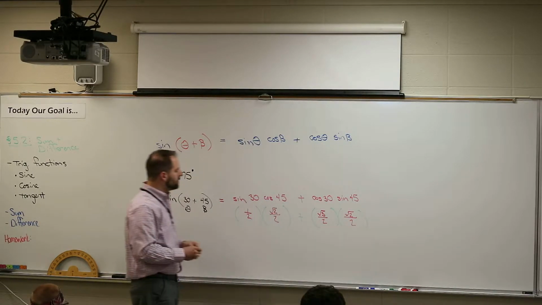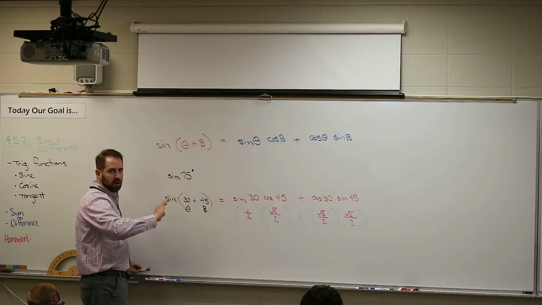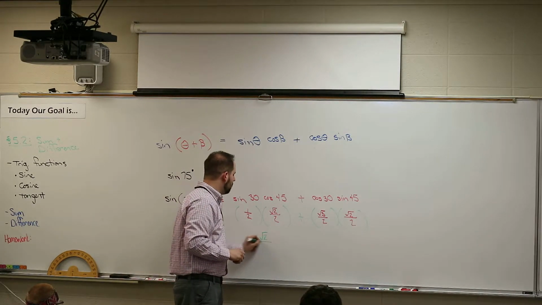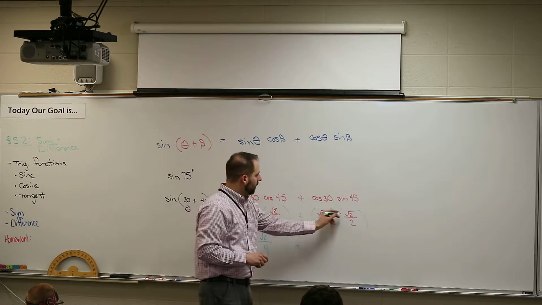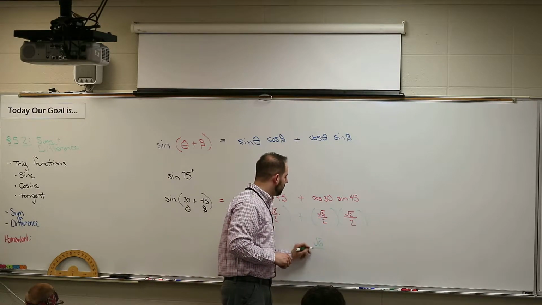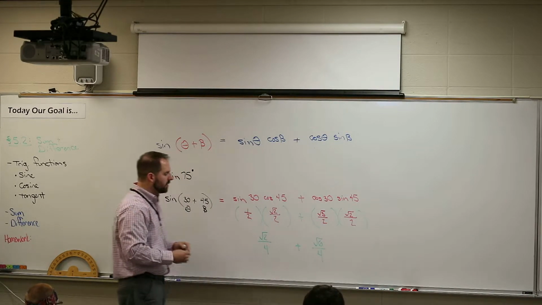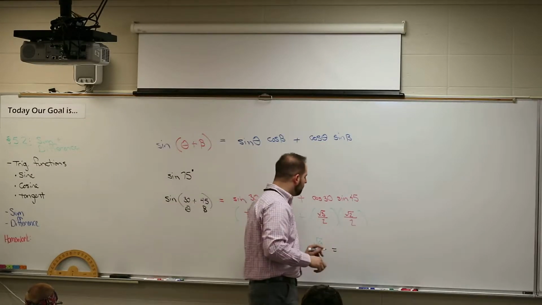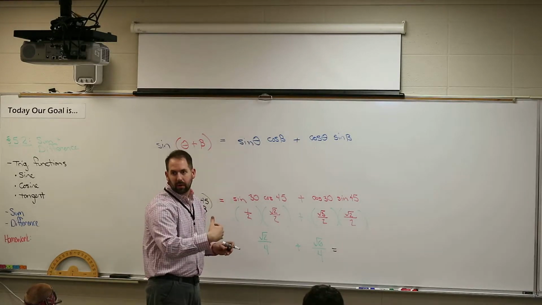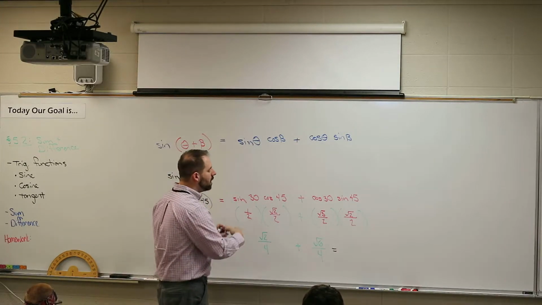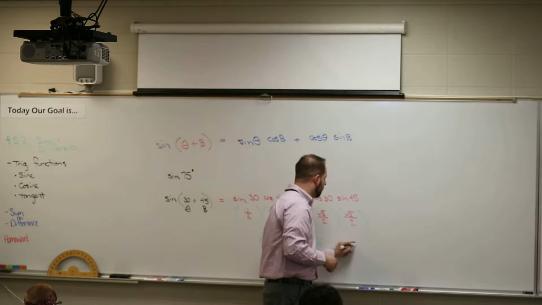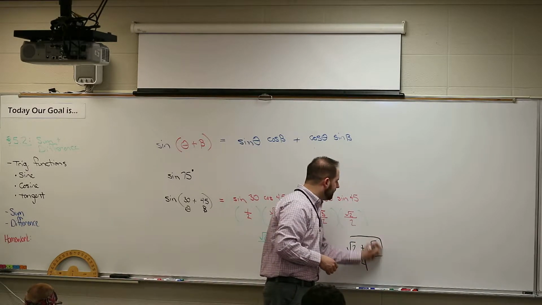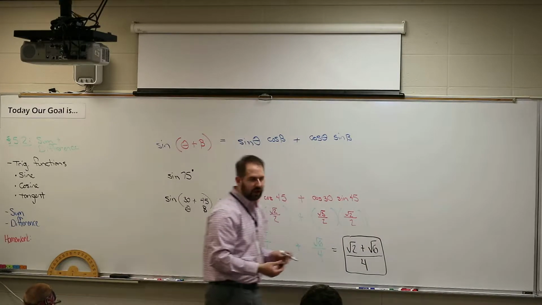All right, and now the last step, I want to multiply those straight across because you can multiply fractions. So that's going to be root 2 over 4. And over here, we multiply those. That's root 6 over 4. And now you can add the two fractions. They have the same denominator. Root 2 plus root 6 over 4. Exactly. When you multiply fractions, you multiply the numerator and denominator across. But when you add, you just add the numerators. So root 2 plus root 6 all over 4. That is the exact answer for the sine of 75.